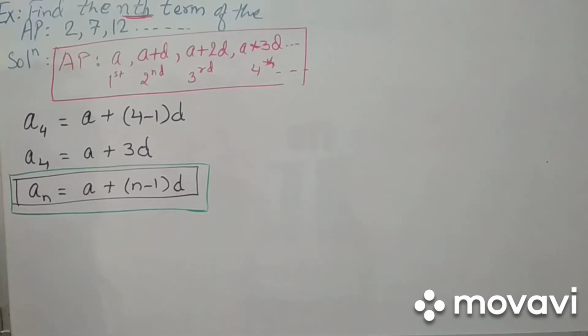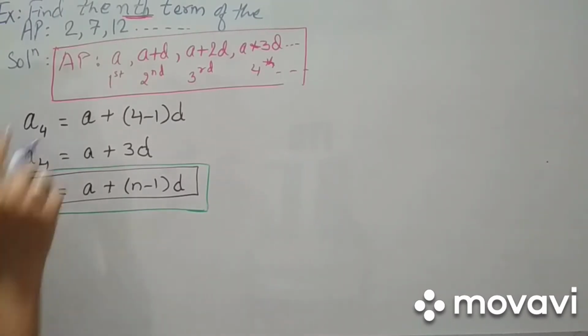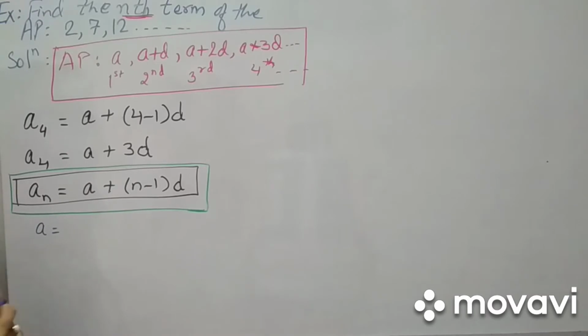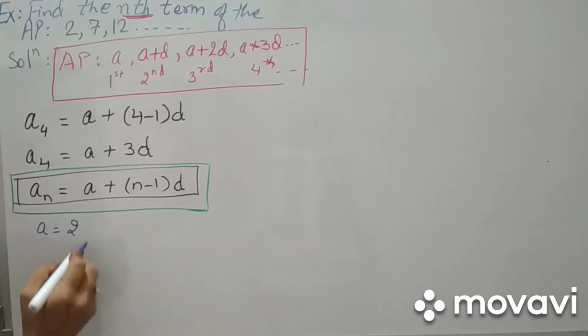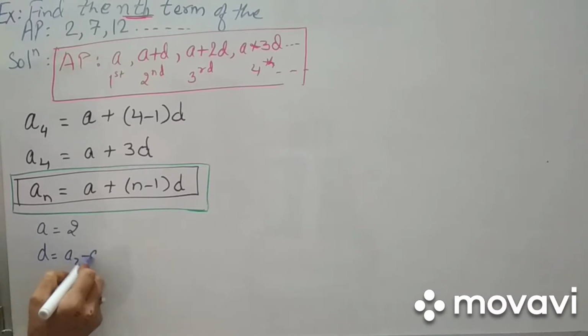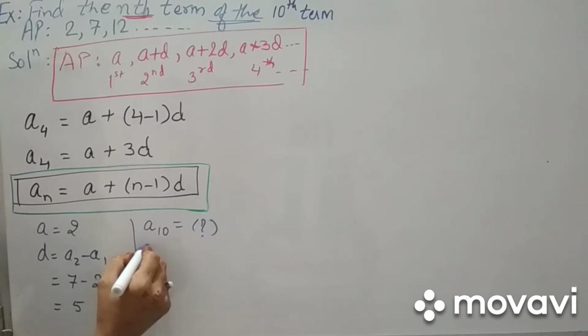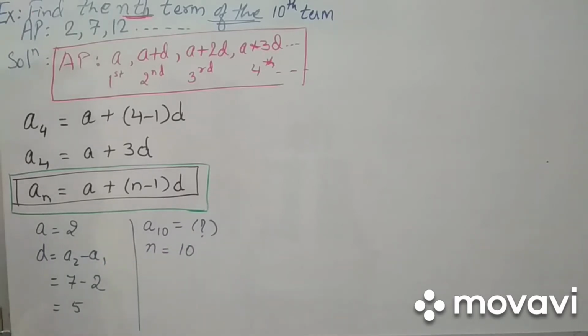Let us solve it. What is given to us? What all the things are required in our formula, that we will write first of all. A is equal to the first term, which means 2. Now D is equal to A2 minus A1. What is our A2? 7 minus 2 is equal to 5. As they have already given us that this is an AP, I am not finding any other D. A10 we want to find, and n is given as 10.